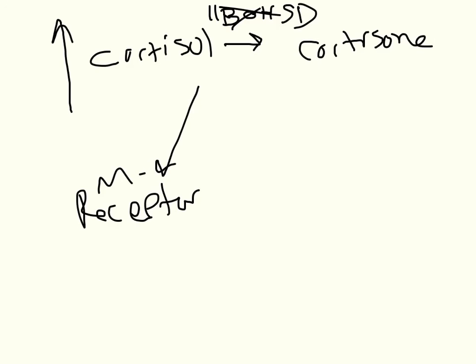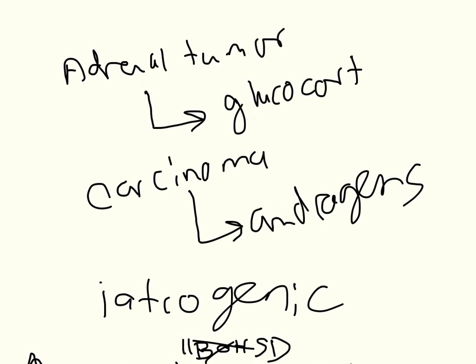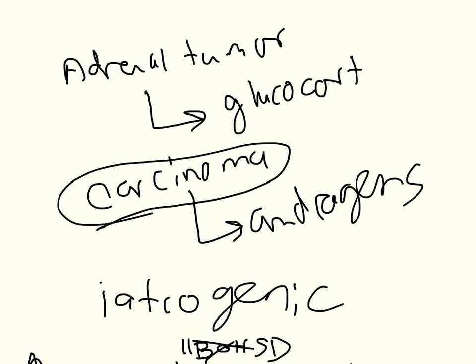However, that's not all. Also, like I said earlier, you have the carcinomas. Whenever you have an adrenal adenoma, you're basically only going to get glucocorticoids. However, when you have a carcinoma, of course you can get the glucocorticoids, you can get the androgens, you can also get, in some cases, the mineralocorticoids.